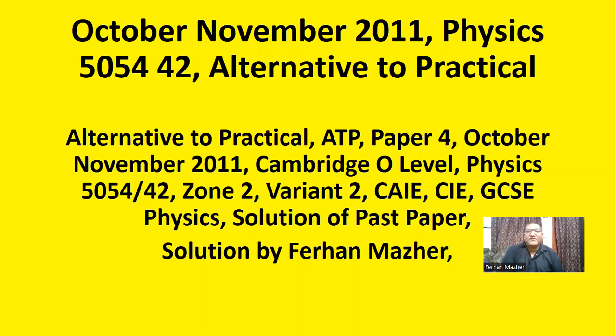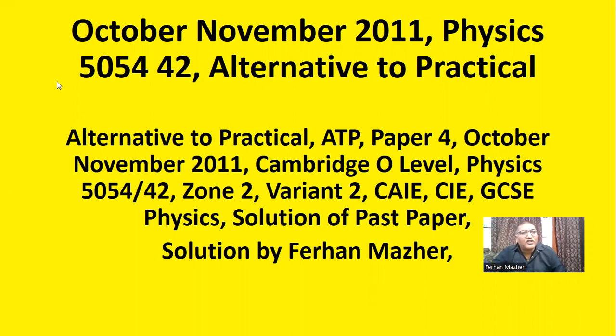Physics 5054. Today we are working on the solution of past papers, and we have set our hearts to solve a paper about alternative to practical. We call it paper 4. We have selected October and November 2011, 4-2 paper. This paper 4 or this ATP paper belongs to zone 2, or you can say variant 2. So let's start today's paper.